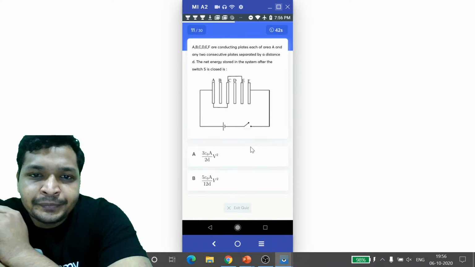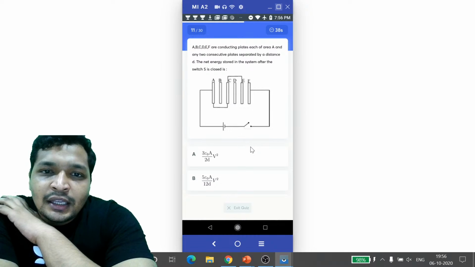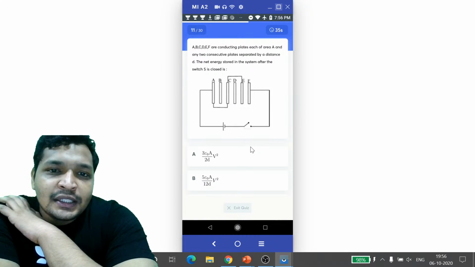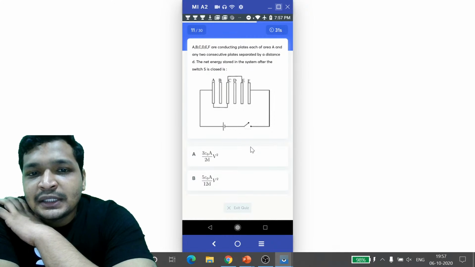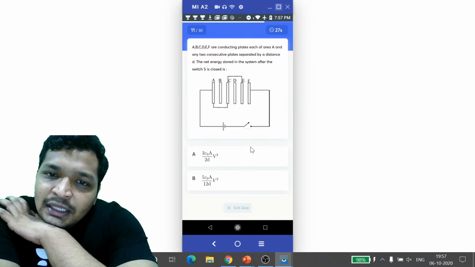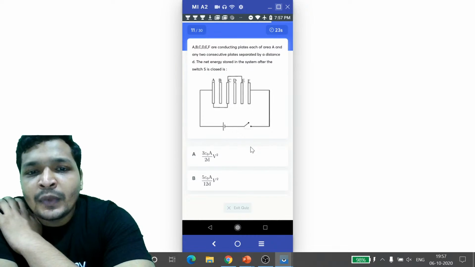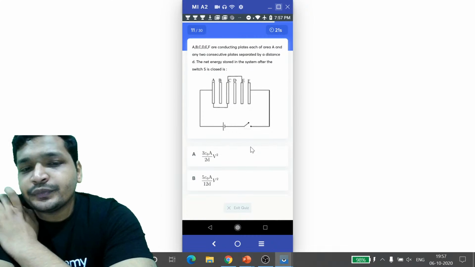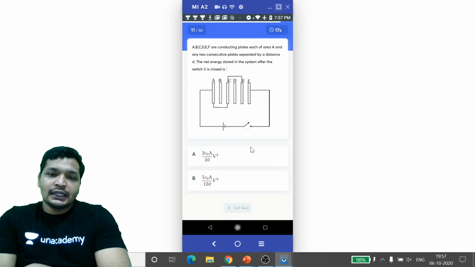So A, B, C, D are conducting plates, each of area A, and any two consecutive plates are separated by distance d. The net energy stored in them. Initially, you'll take between A and B the capacitance as C, and you will analyze B and C. It's again C, C and D again C, D and E it's C, and E and F it's C. You may want to do it on your own. And A and B and B and C are connected in series, of course.